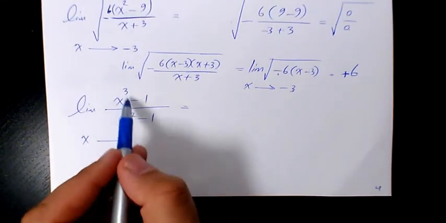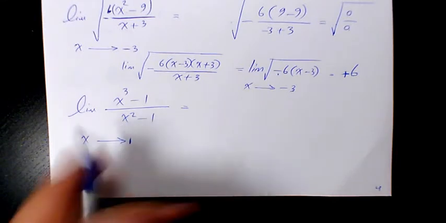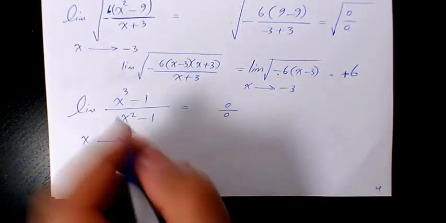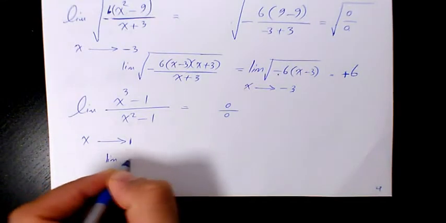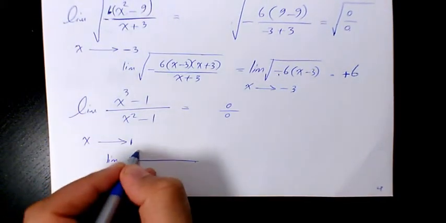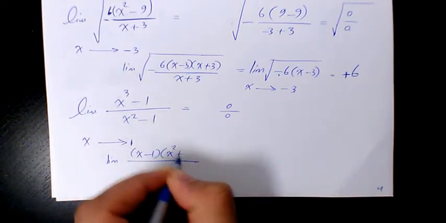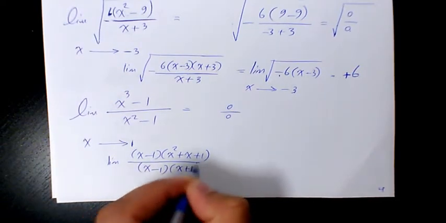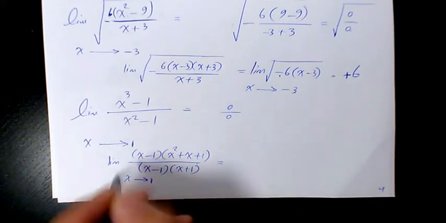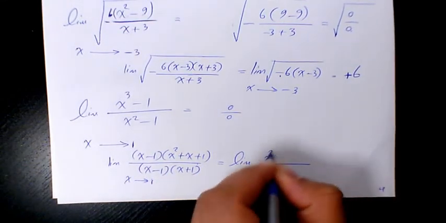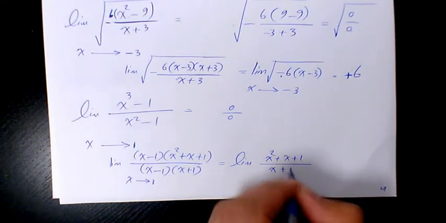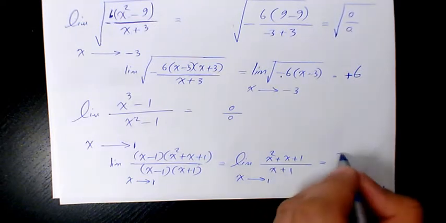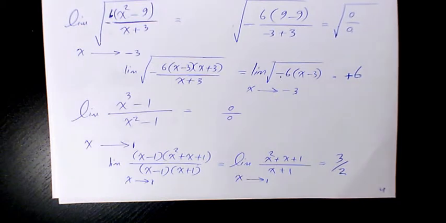Next one is the limit of (x cubed minus 1) over (x squared minus 1) as x approaches 1. This one is going to be 1 minus 1 over 1 minus 1, 0 over 0. We need to factor that. When you factor x cubed minus 1, you can write it as (x minus 1) times (x squared plus x plus 1). x squared minus 1, you can write as (x minus 1) times (x plus 1), as x approaches 1. These two cancel out. It's going to be the limit of (x squared plus x plus 1) over (x plus 1) as x approaches 1. 1 plus 1 plus 1 over 1 plus 1 is going to be 3 over 2. That's going to be the final answer.